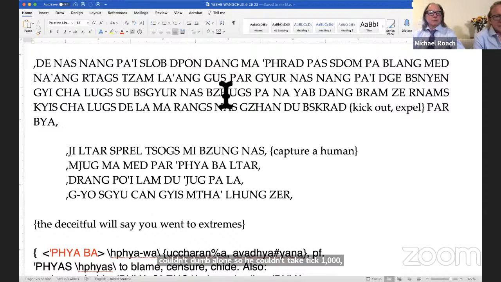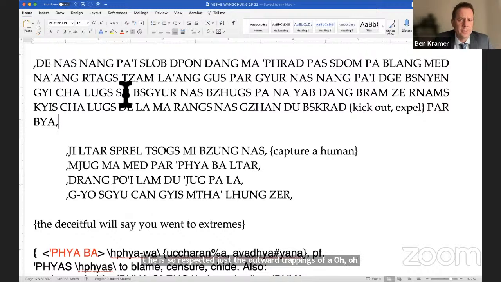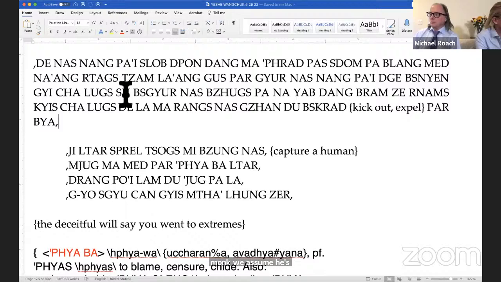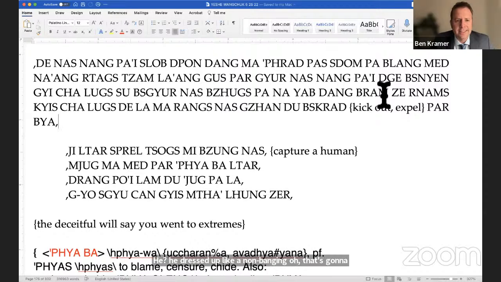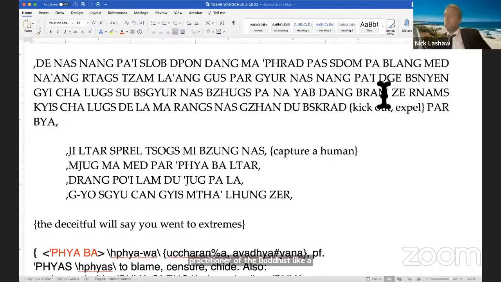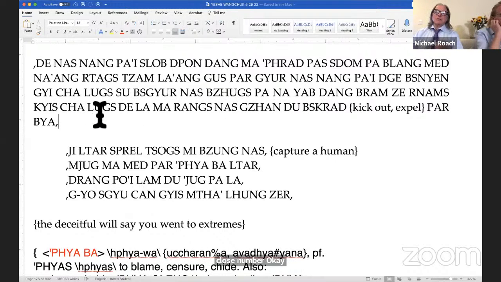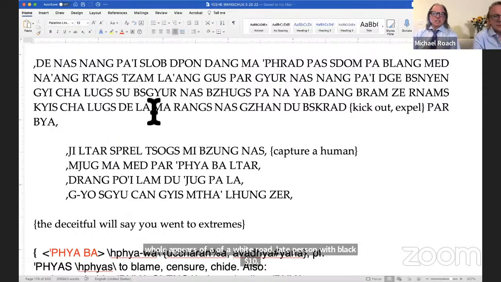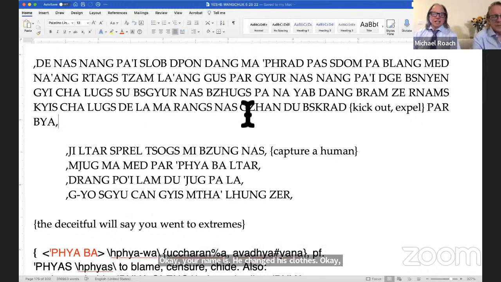But he so respected just the outward trappings of a monk, we assume? Yeah, of an ordained person. He so respected the golden robes. He dressed up like a spiritual practitioner of the Buddhist, with lifetime vows, probably meaning he dressed in the white clothes of a lay person with lifetime vows. Oh, that's gonna get him in trouble. It means he took on the whole appearance of a white robed lay person with lifetime vows. He changed his clothes, and he stayed like that.